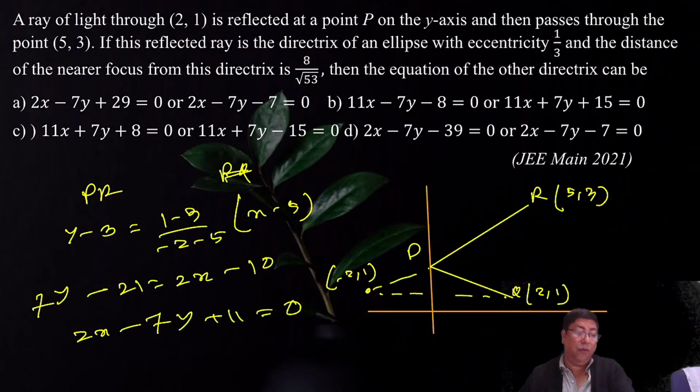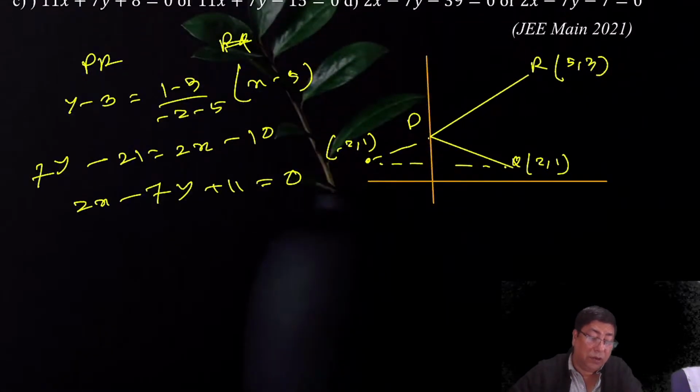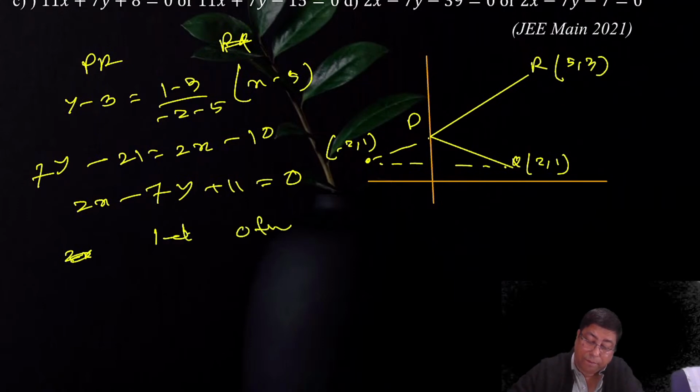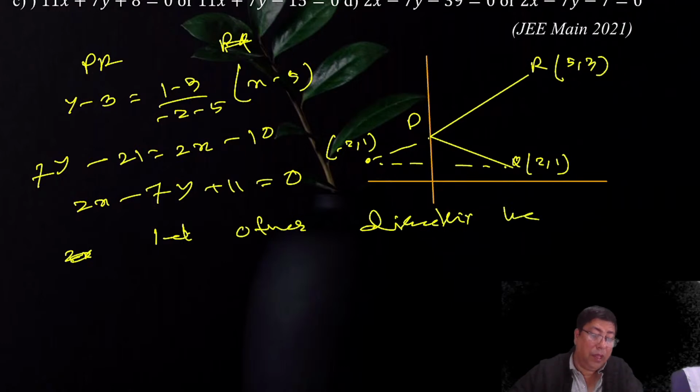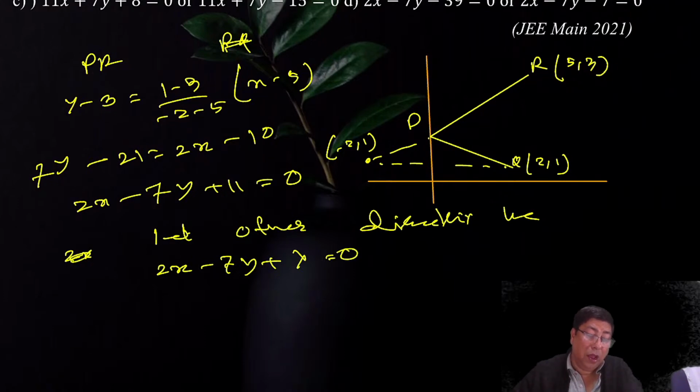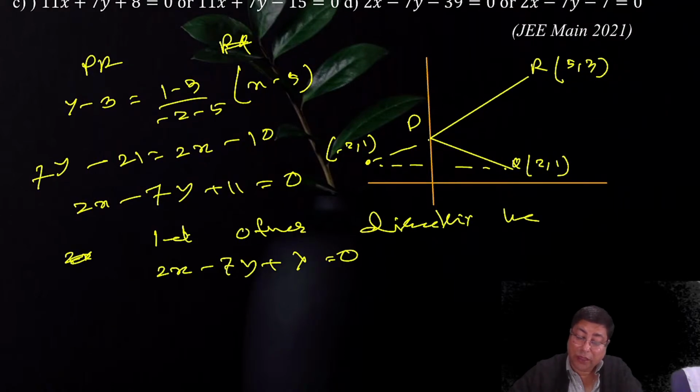So according to the question, one directrix is 2x minus 7y plus 11 equal to 0. Let the other directrix, which is parallel to this, be 2x minus 7y plus lambda equal to 0. Okay. Now distance between the foci and the directrix is given to us. What is the distance between the foci and the directrix?